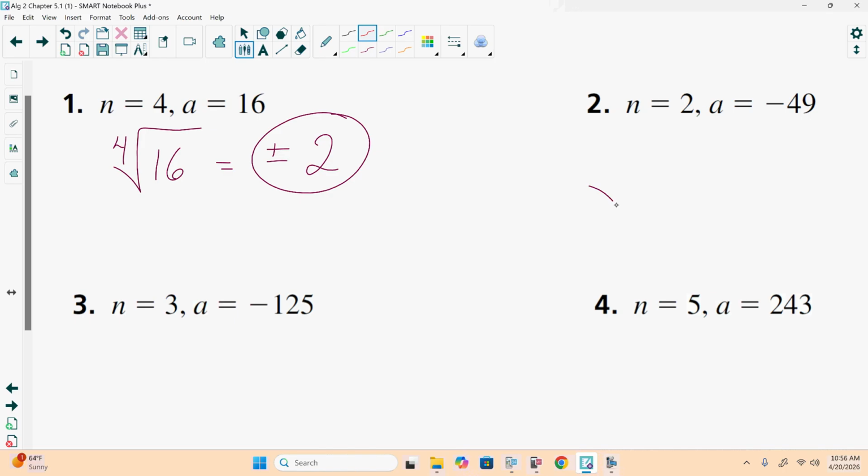So for this here, we have the square root of negative 49. Now we can put the 2 in the index if we want, but we don't have to, because an index of 2, a square root, that number is understood. We don't necessarily have to have it. And again, we're trying to find what real root gives us, if we apply this here, the square root of negative 49.